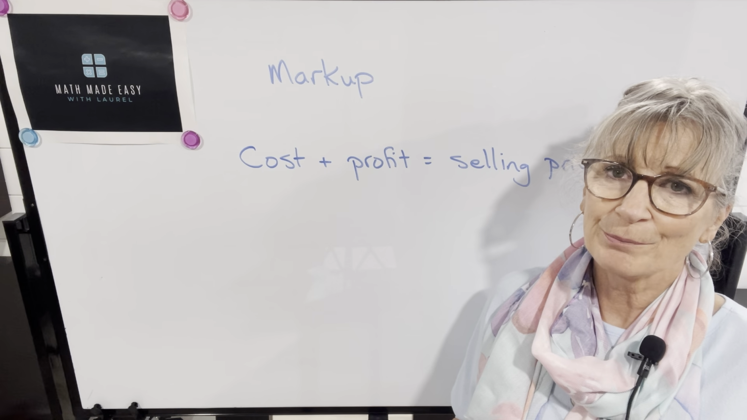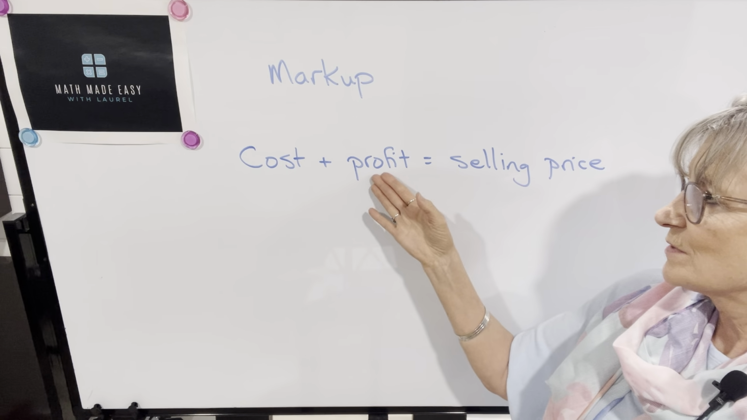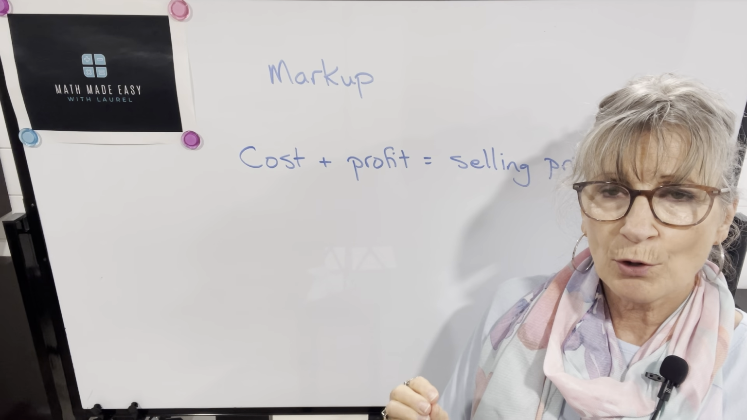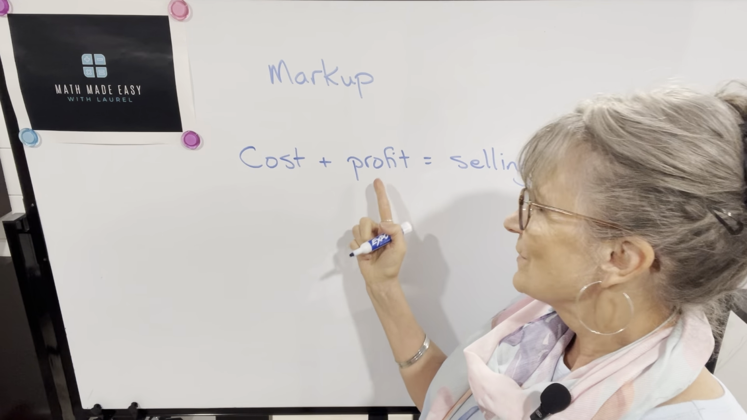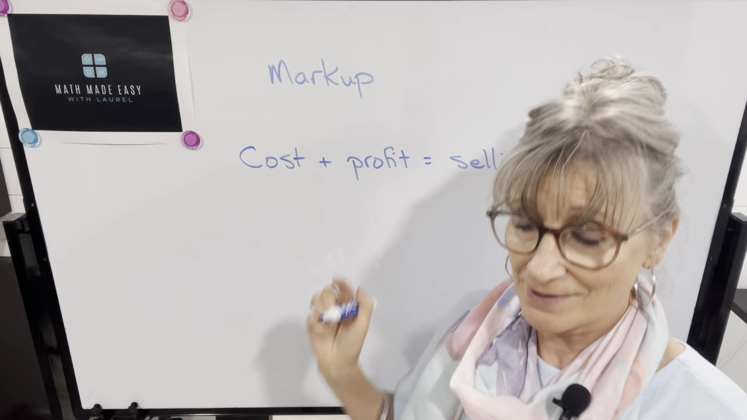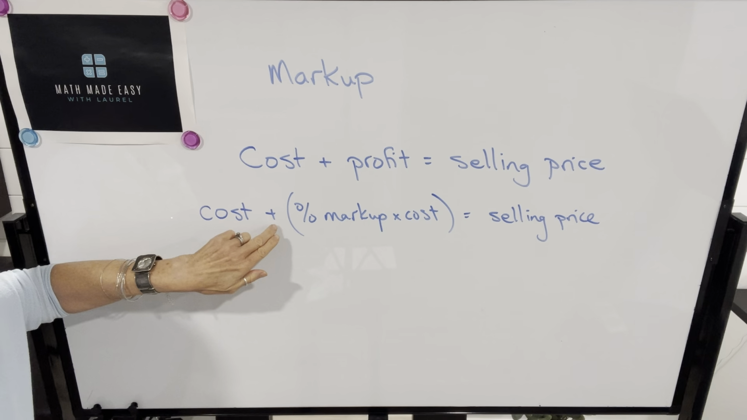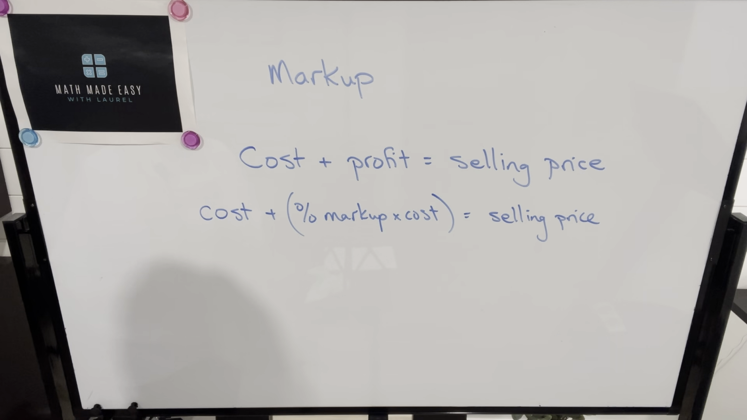Let's start with markup. We're going to use this formula. Cost plus profit will equal selling price. And when we're talking about markup, our profit is based on our cost. So this profit can be described as our percent markup of our cost. It looks a little bit confusing, but our selling price will equal the cost plus our percent markup times the cost. Let's take a look at an example.